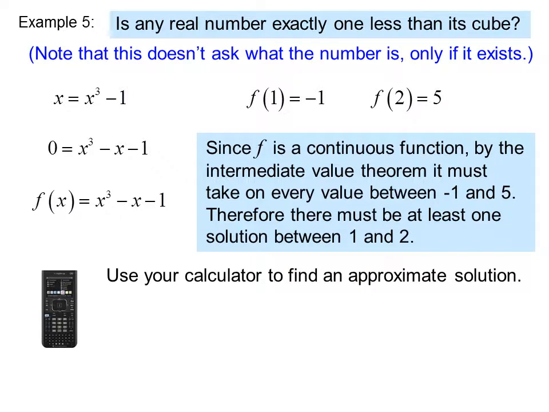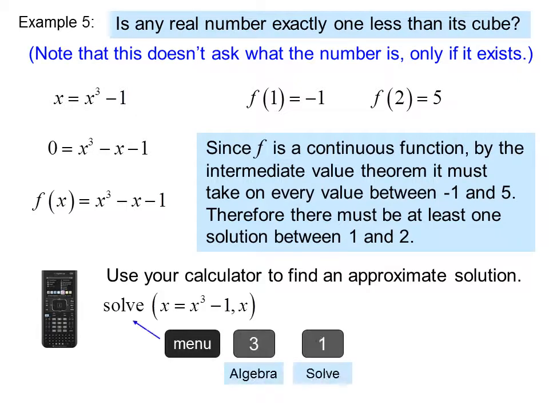Use your calculator to find an approximate solution. Use the solve command. Solve x equals x cubed minus 1 for x. And we can find the solve command with menu, 3, algebra, 1, solve. And the answer the calculator gets is 1.32472, which is an approximation.